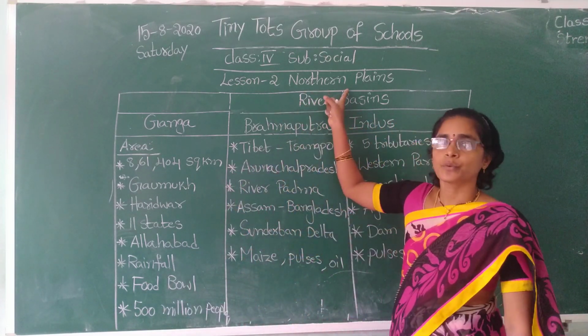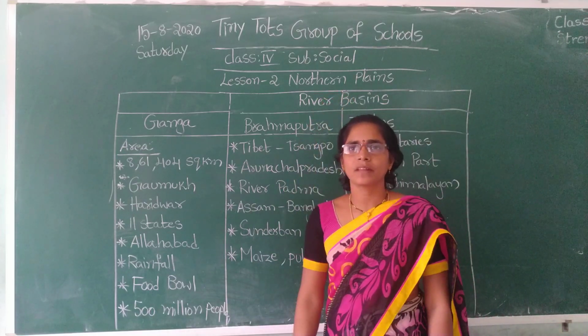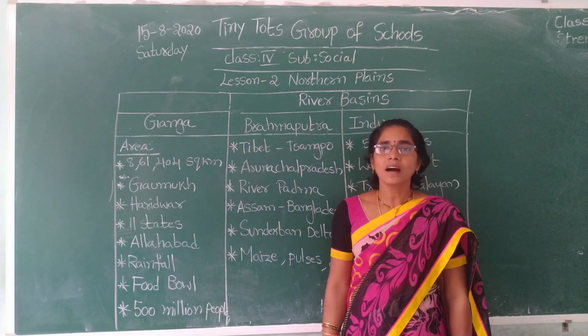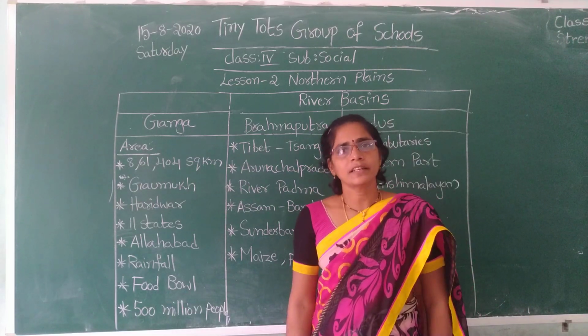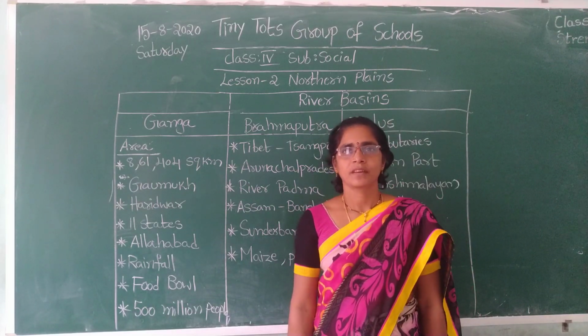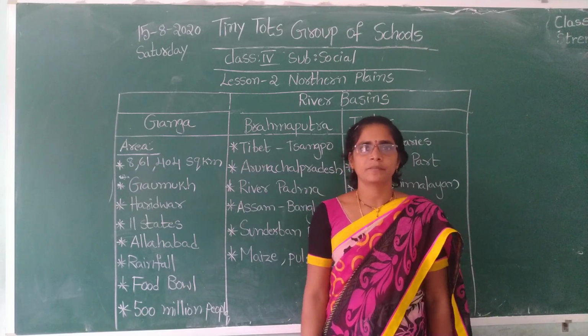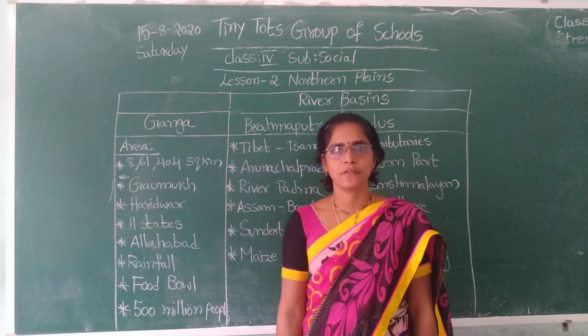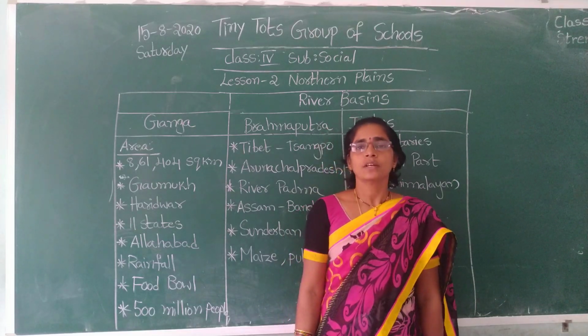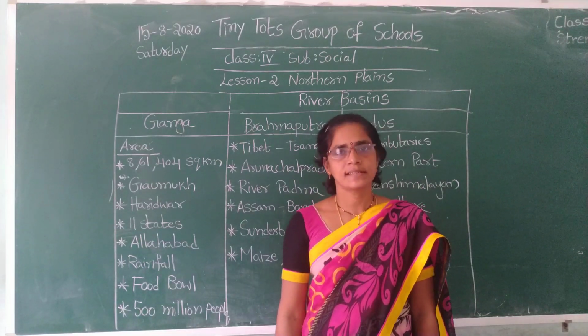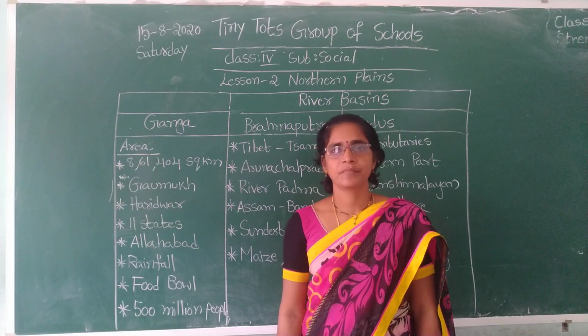Lesson number 2, Northern Plains. Already we came to know about Northern Plains a little bit in the previous session. What is meant by plain? It is one of the land forms and it is the even land equal to sea level. Equal to sea level. That is called plain.